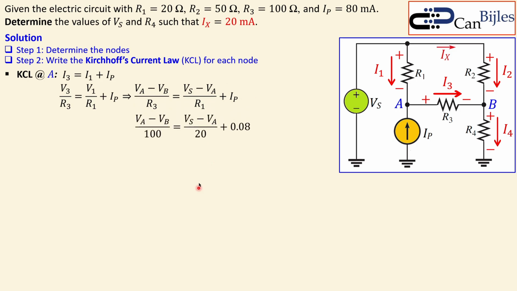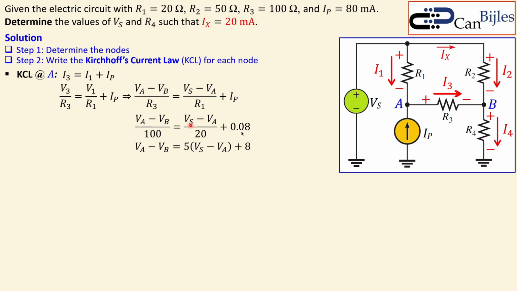Now let's then substitute the values. We have here 100 for R3, 20 for R1, and then 0.08, so 80 milliamps given in amps for IP. And we have still three unknowns here, so Va, Vb, and Vs we don't know. And Vs is of course what we really want to know for this example.